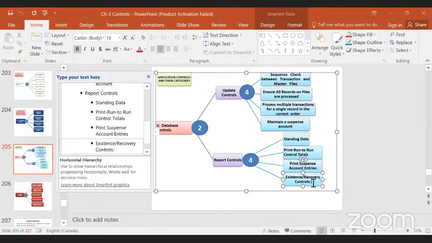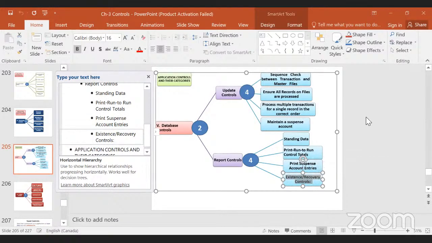Then existence or recovery control. What do you mean by existence or recovery control? For this, we have to think about the backup. What do you mean by backup? Making a copy of the data is called as backup. So during any kind of attack or any kind of breach, there is every possibility that the data will be altered. So to overcome this issue, you will always have a backup. So once the entry is made, processing is done, you will take a backup and store it.